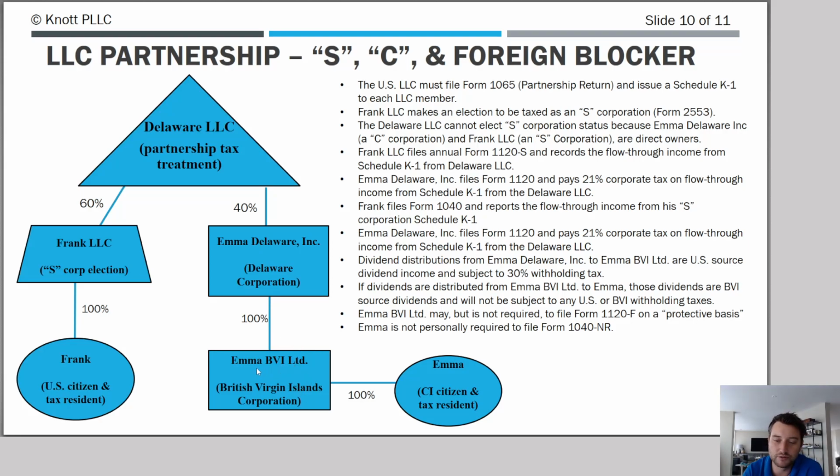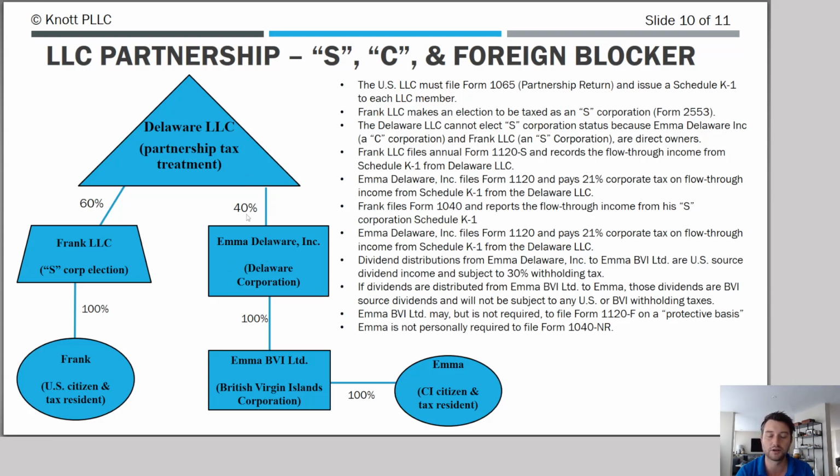We've added a British Virgin Islands, so a BVI corporation. So now, instead of Emma owning the Delaware corporation stock directly, she owns 100% of a BVI entity, and that BVI entity in turn owns 100% of her Delaware corporation. So the filings remain the same, right? So this entity is filing a 1065. We got an 1120S over here for Frank's S Corp. Frank's still doing his 1040. He's got pass-through income the whole way, right?